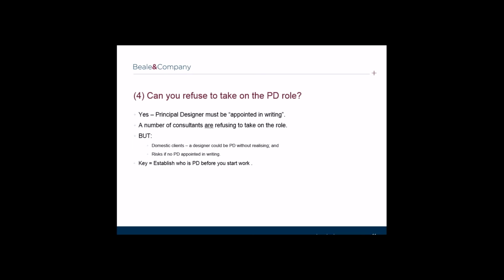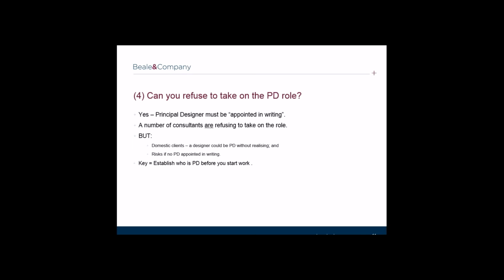So, the client must appoint the PD in writing for them to be appointed as PD, unless it is a domestic client. If a domestic client fails to appoint a PD, the designer with control of the pre-construction phase is the principal designer. So when working for domestic clients, it is very important to ensure that a principal designer is appointed in writing, if required, to avoid confusion as to who is the PD, and or to avoid a designer unwittingly being deemed to be principal designer.